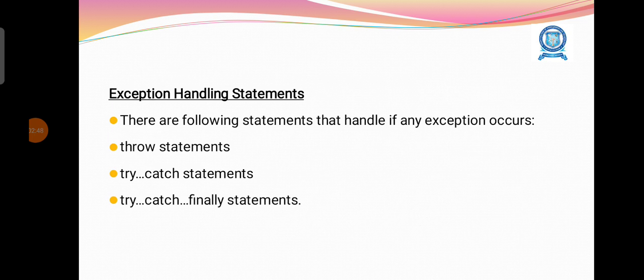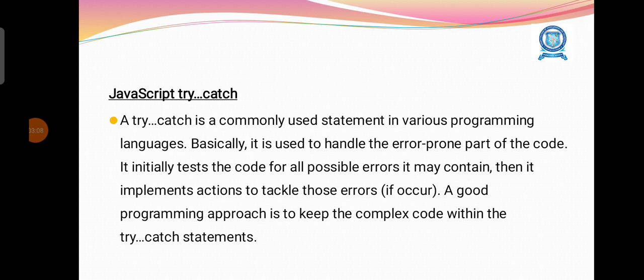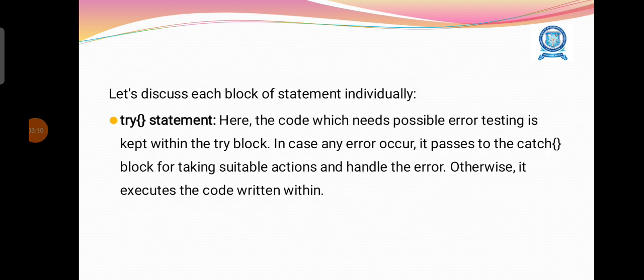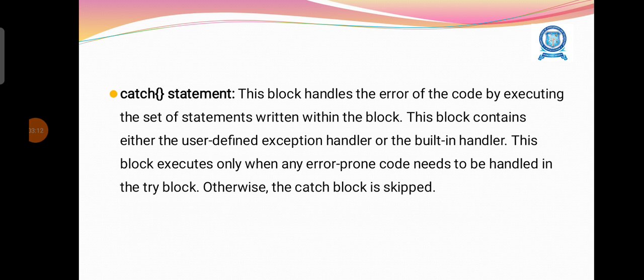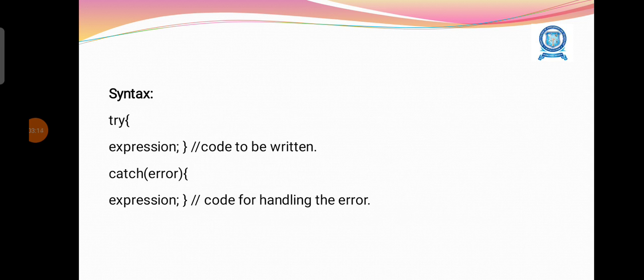Now let us start with the exception handling statements. There are three. For exception handling, we can have these kinds of structures: the throw statement, the try catch statement, and the try catch finally statement. So first of all, let us see what the uses of the try statement and the catch statement are. So we will have a block like this.